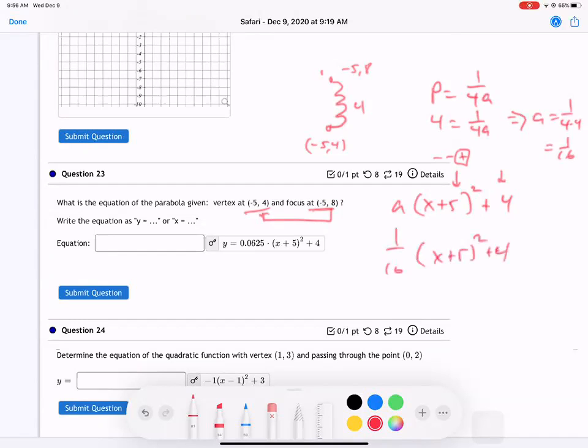That is it, just watch the replay. We use this magic formula to relate our p. It's the distance from the focus, not the directrix. It's the distance from the focus. And then we just write this equation here.